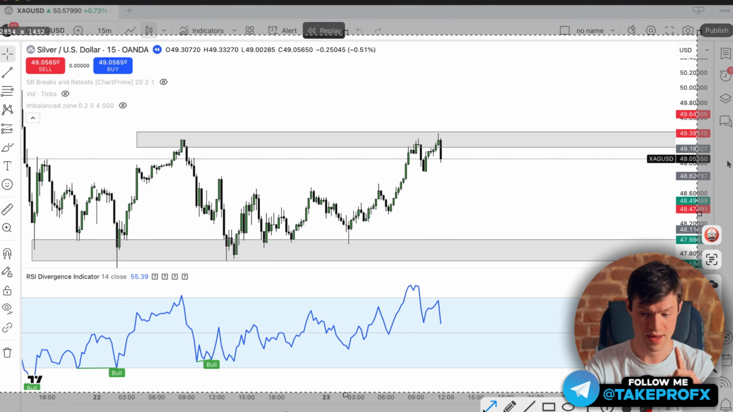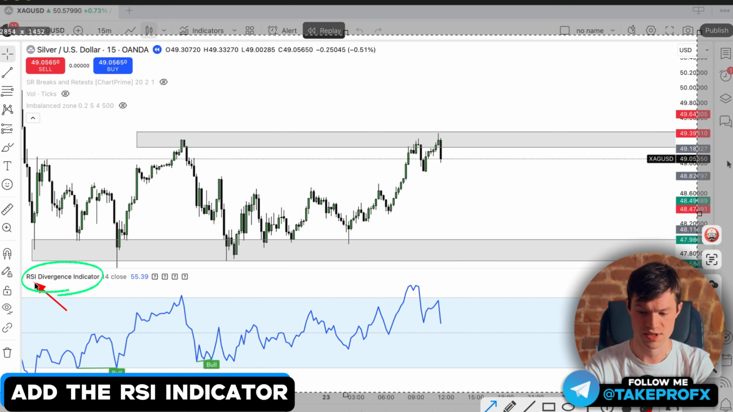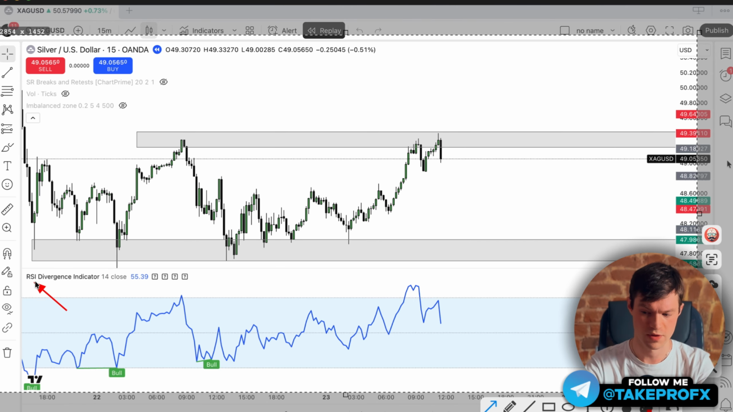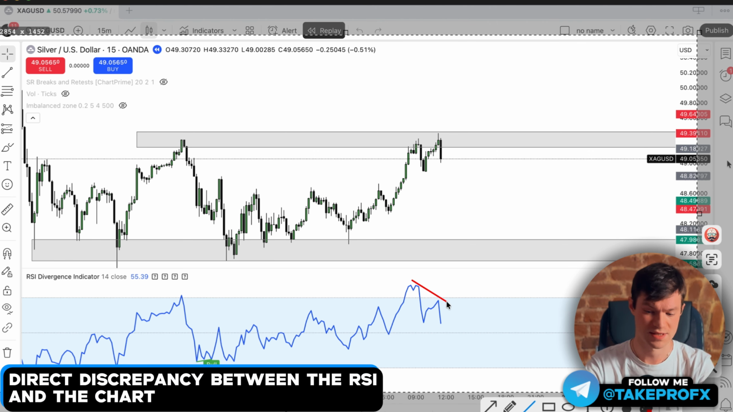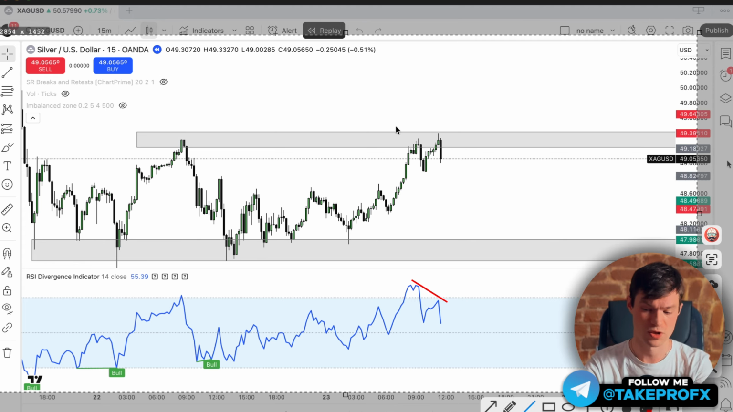First of all, you add the RSI indicator. You can add it with automatic divergences or without them, but this is today's basis, because the divergence indicates to us a direct discrepancy between the oscillator, the RSI, and the chart.